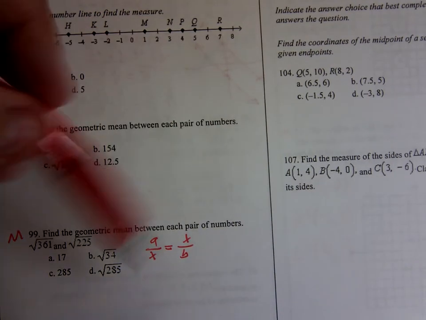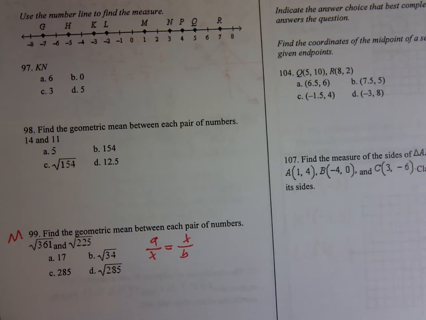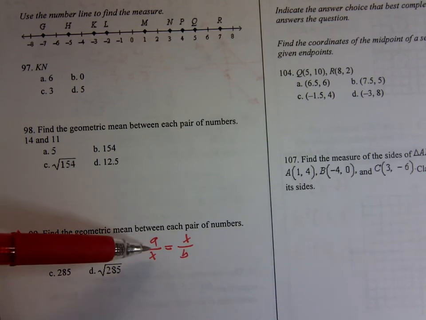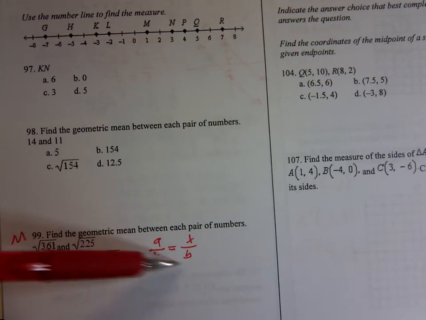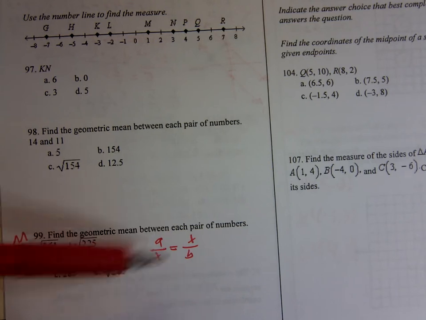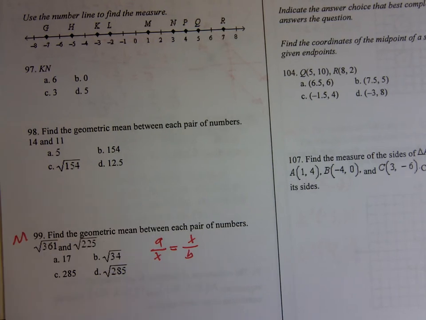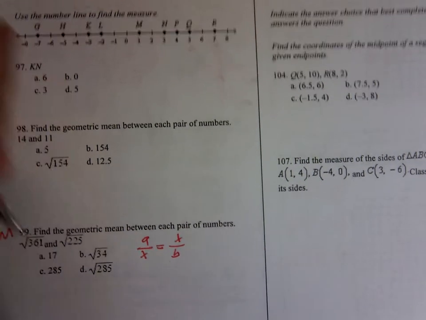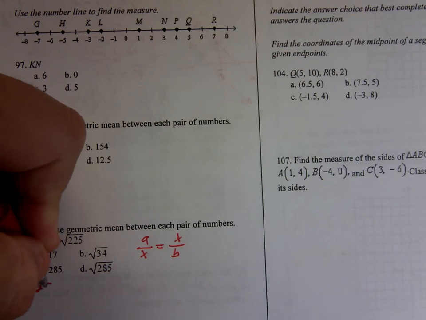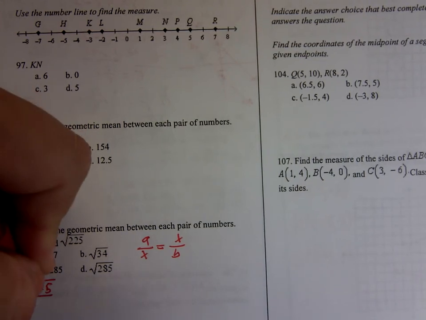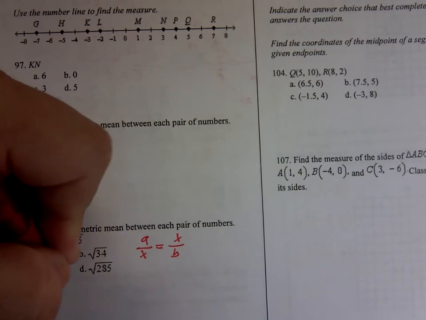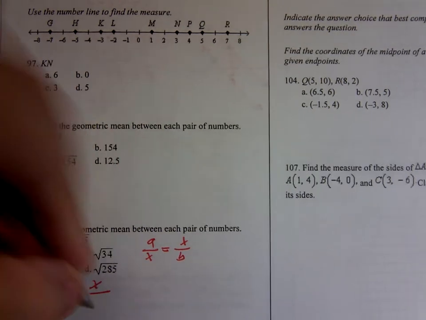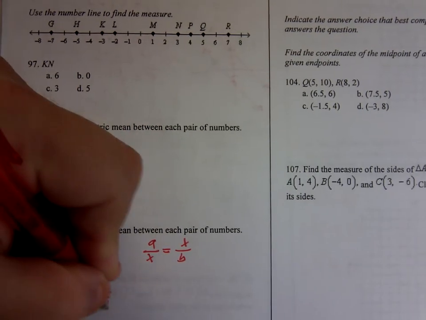And then you cross multiply and take the square root, solve for x. So the a and b would be called the extremes of this proportion, and the x values would be called the means. Sound familiar? Remember this? Okay. So we're going to do the same thing with these numbers they've given us. So we can say that the square root of 225 is to x as x is to the square root of 361.